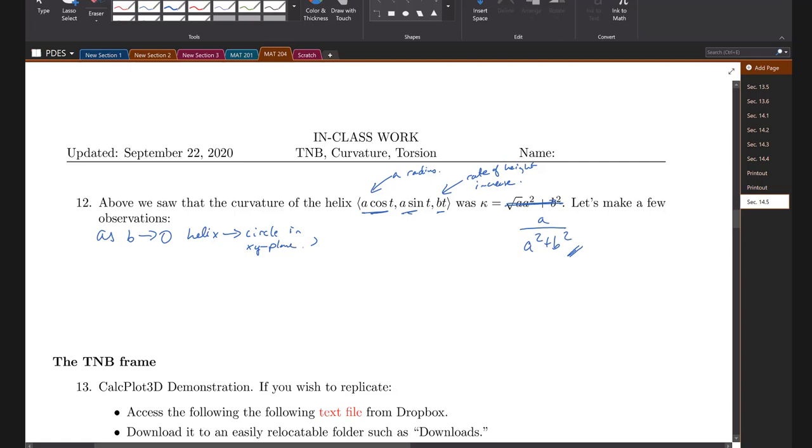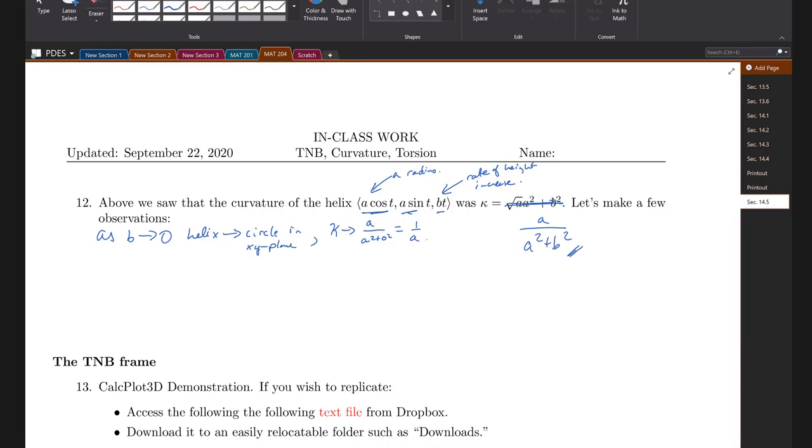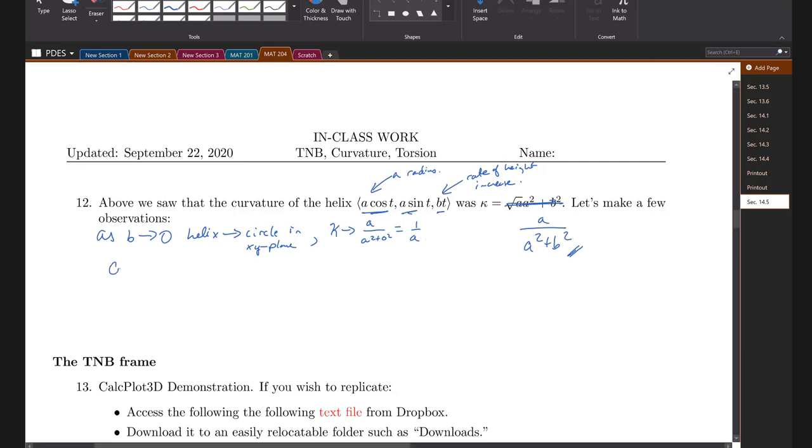And so what's its curvature then? Well, if b approaches 0, the curvature would be approaching just a over a squared plus 0 squared, which would be approaching 1 over a. Okay? And so there's a real quick way, if we've already assumed the curvature of a helix, of seeing that the curvature of a circle is just 1 over its radius. So let's just say that.